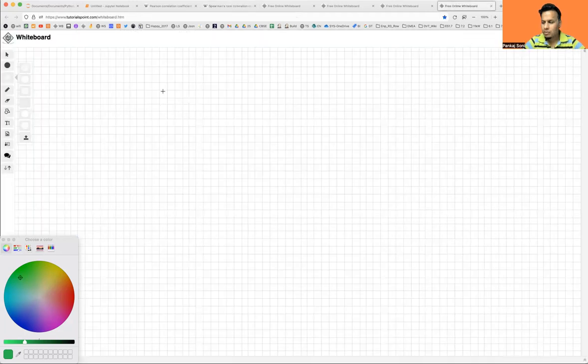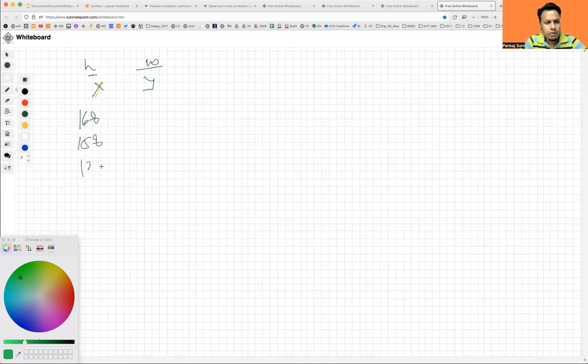Okay, so let's see the example here. I'll explain with the help of the whiteboard. So what you do basically to calculate the Spearman correlation, let's say you have X and Y. Okay, so X is, let's say, 168. This is nothing but height. Okay, and this is nothing but the weight of a person. 168, 158, 120, maybe 140, and let's say 200. Just assume that.